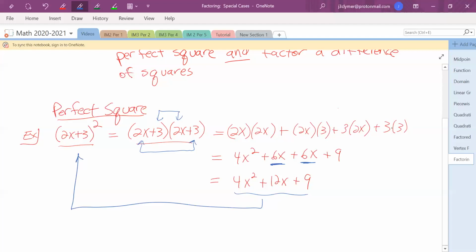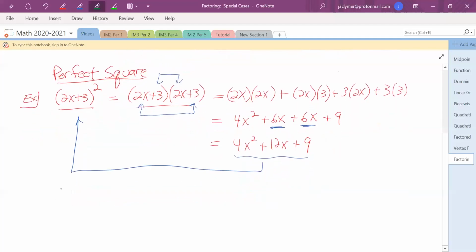Okay, so what happens is, let's give some names to these things. Let's call the first term A and the second term B. So now I'm going to generalize. I'm going to say A plus B squared. Okay, and what I want you to see is that this 4x squared, this was going to be the first term, which is A squared. So this is A squared.